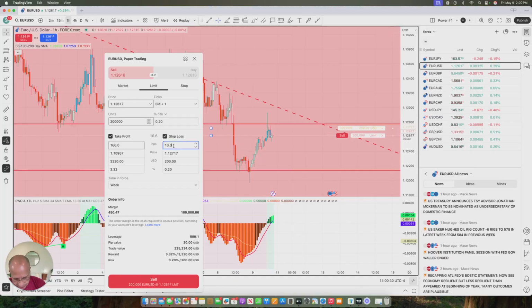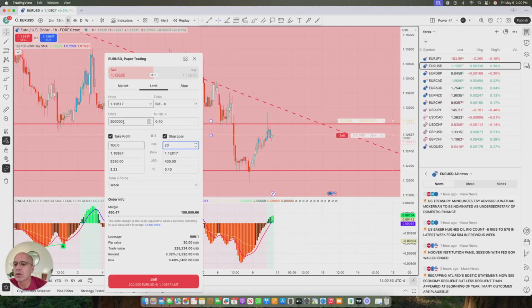So let's start with 25 pips. Sorry, 20 pips. Let's go with 20 pips first. So with 20 pips, we're risking using 20,000 units. And what do you mean by 20,000 units? That's very simple. For every pip that the market moves, you lose or you win $20.